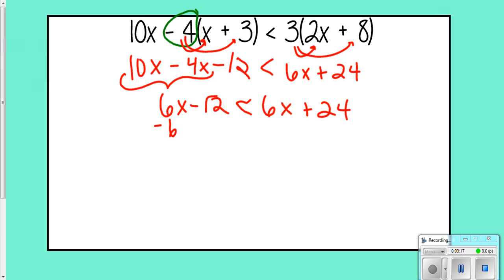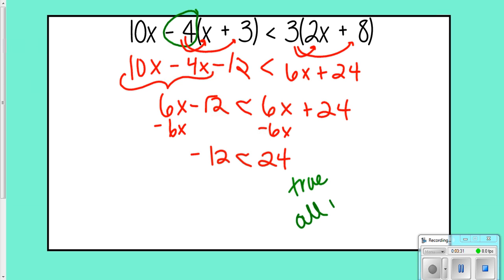Well, again, let's go ahead and move our variables to one side. So I've got -12 is less than 24. Well, is -12 less than 24? Is that a true statement? Yes, that is a true statement. So our answer here would be all real numbers or all real solutions. Remember, these things all kind of mean the same.